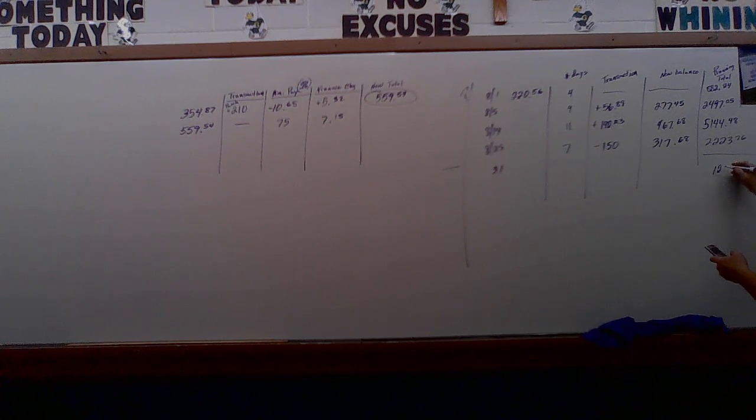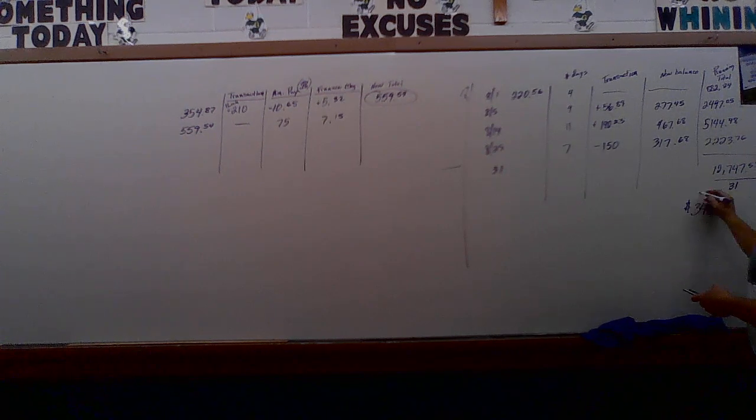This is a big one, right? $10,747.53. Okay. Now what do we do with that? Divide by the number of days. How many days was it? 31. Why are we doing this? This is how much I had on average on my bill.